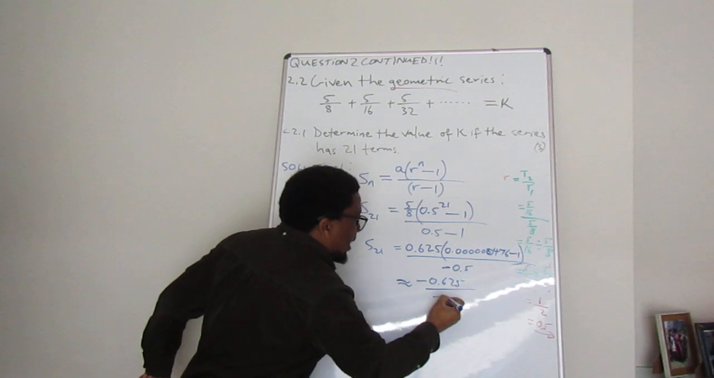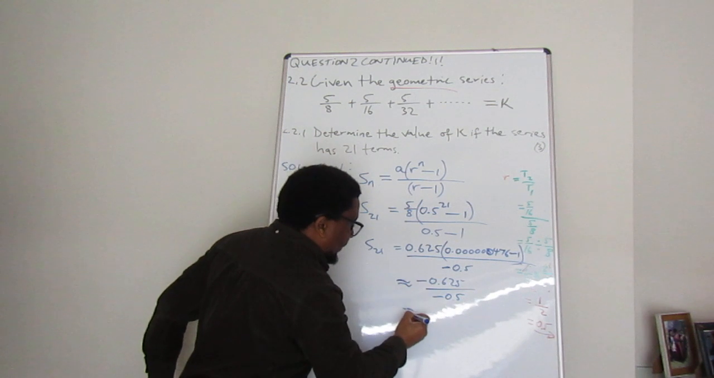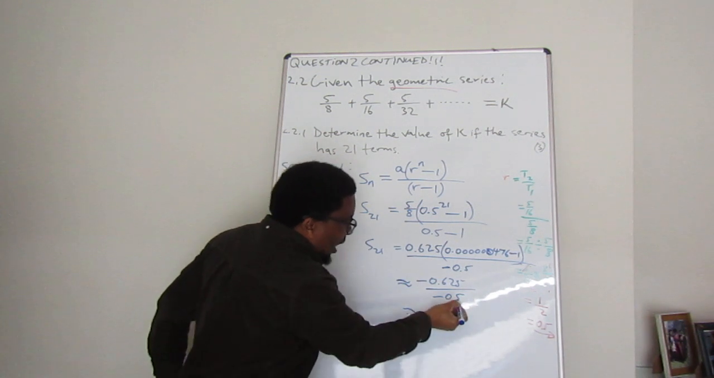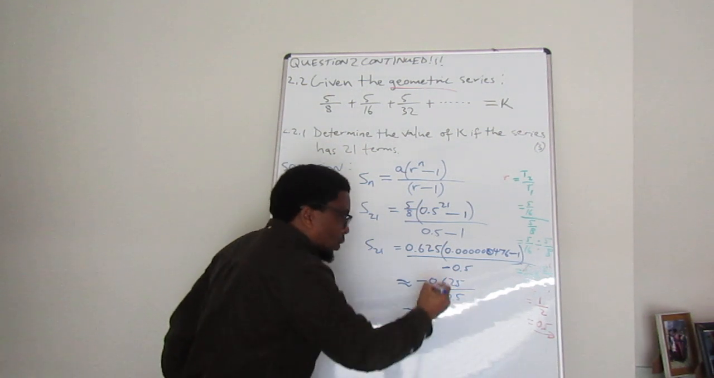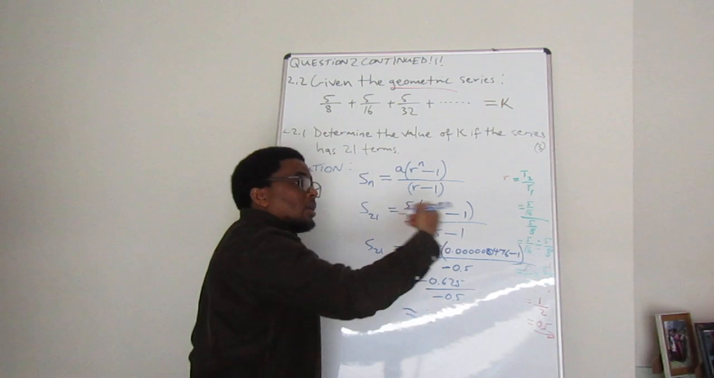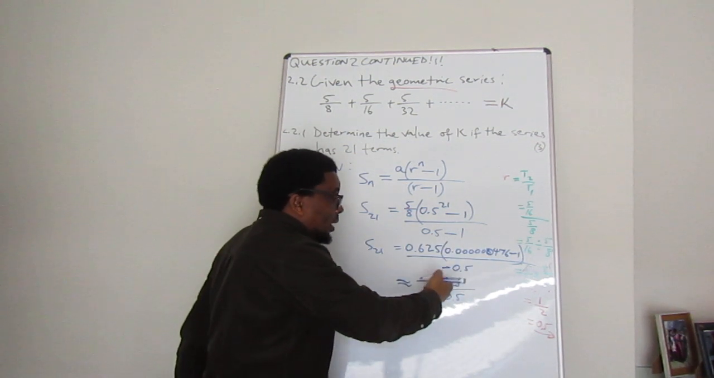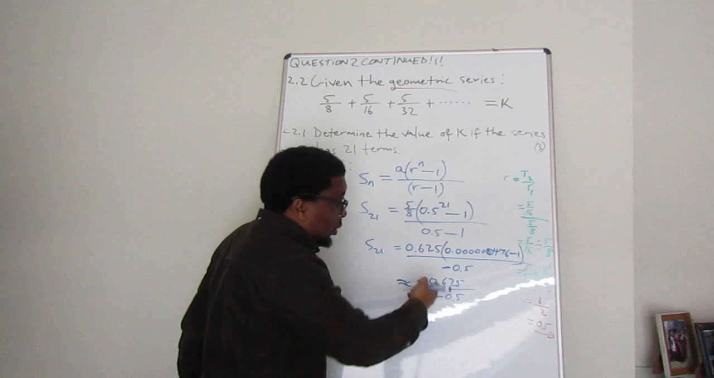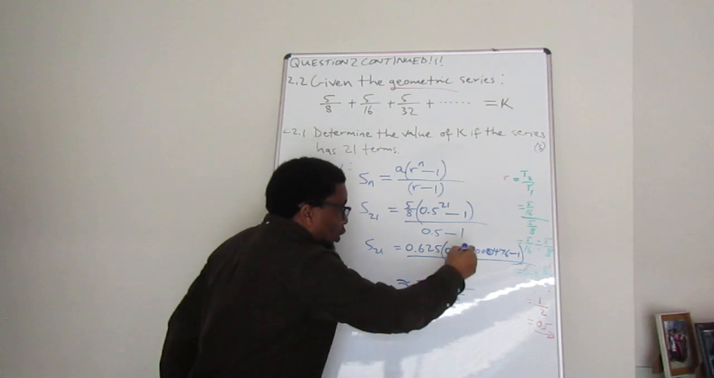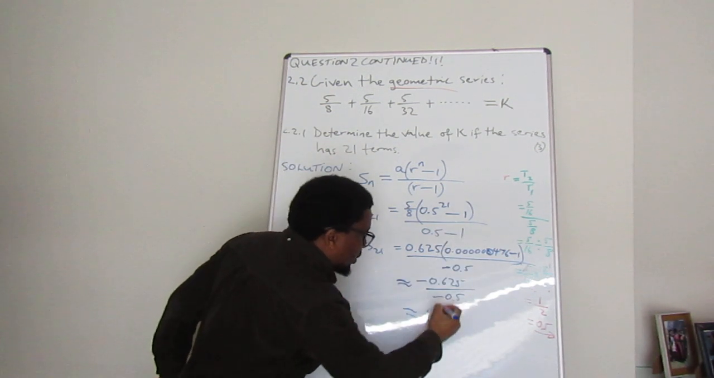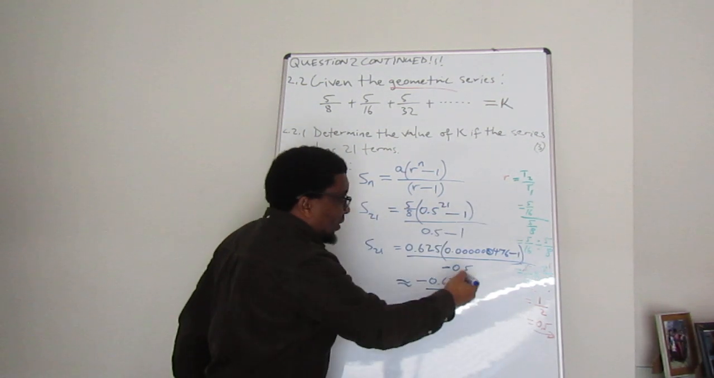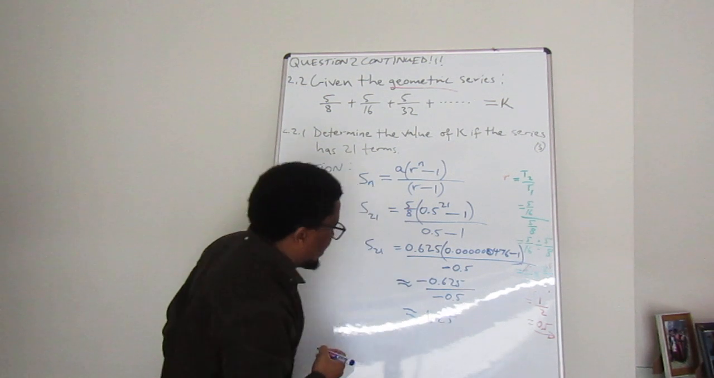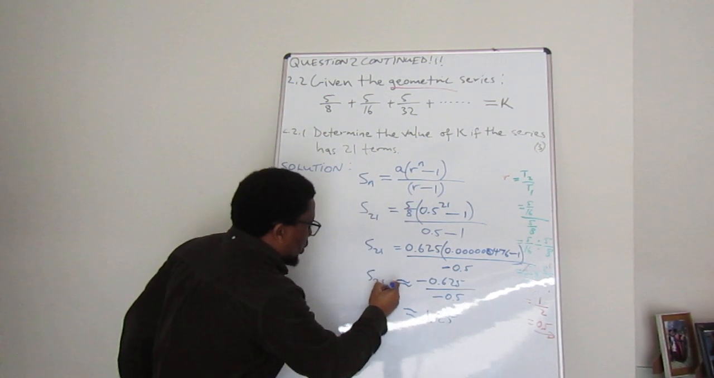All over negative 0.5, which is equal to, a negative divided by a negative gives me a positive. How many 0.5 go into 0.6? It goes there once. You are left with 1. In 12, 0.5 goes 2 times, and you're left with 2. In 25, that will be 5. So this is your 21 terms.